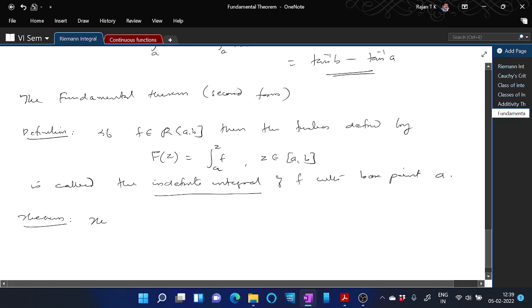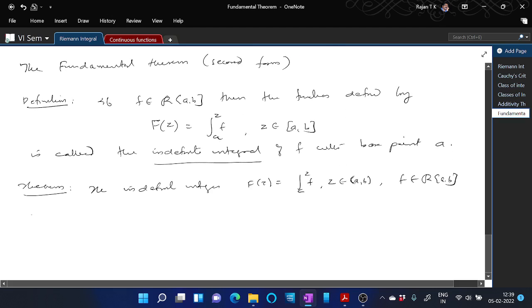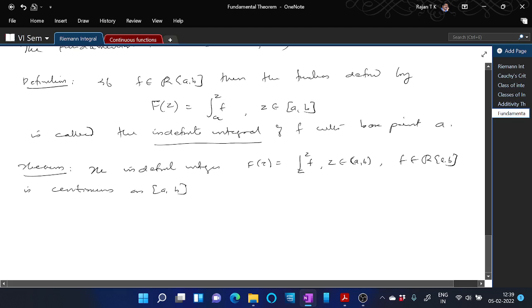The indefinite integral capital F of z defined by integral a to z f, z belongs to [a,b], where small f is in R[a,b], is continuous on [a,b]. So this is the result, and we will prove it is a Lipschitz function, then we will prove it is continuous on [a,b].